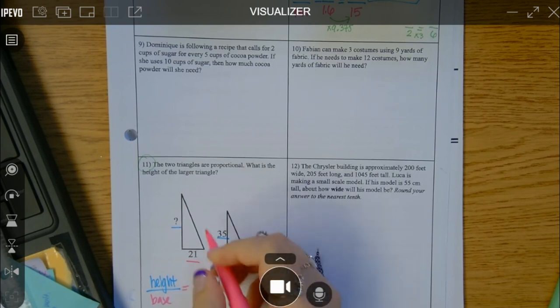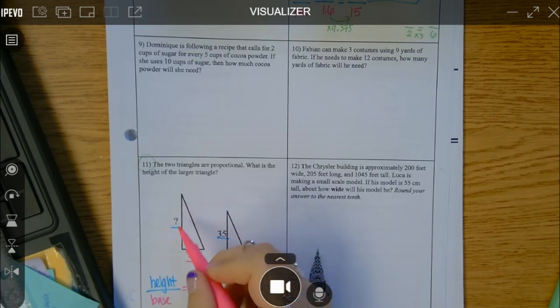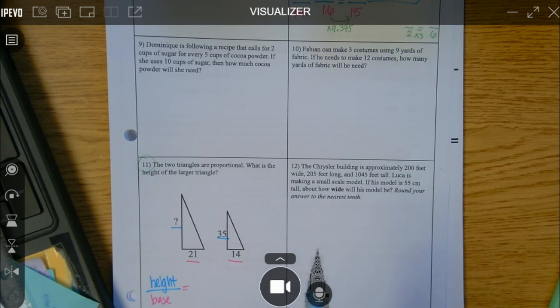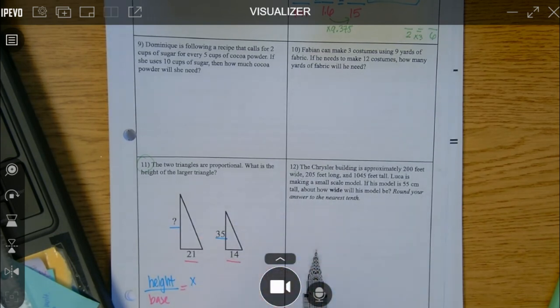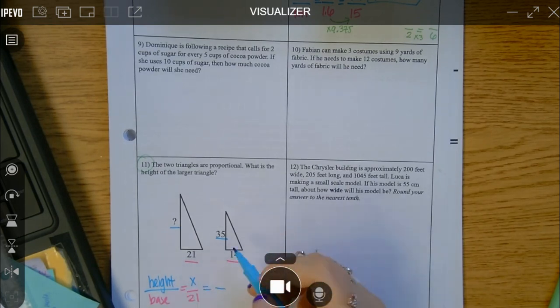So let's do this triangle first. If I went height to base, that's my unknown to 21. And then for this triangle over here, I have to do the height first again. This is the height of this other triangle, and the base of that triangle is 14.